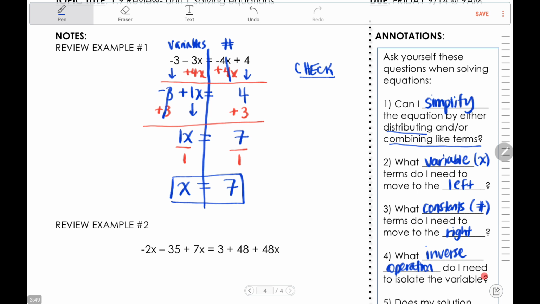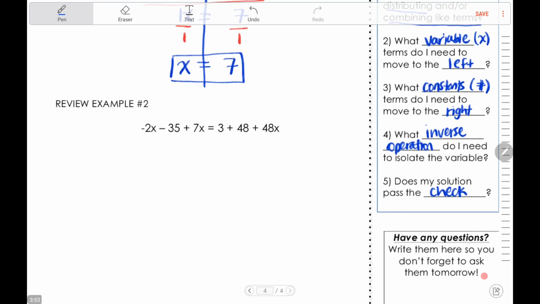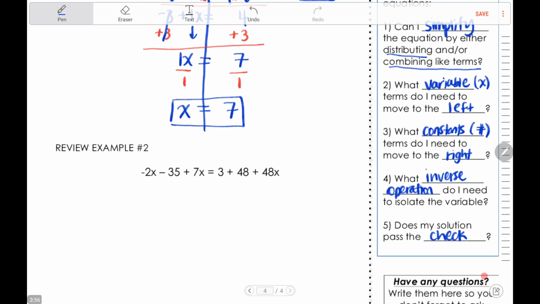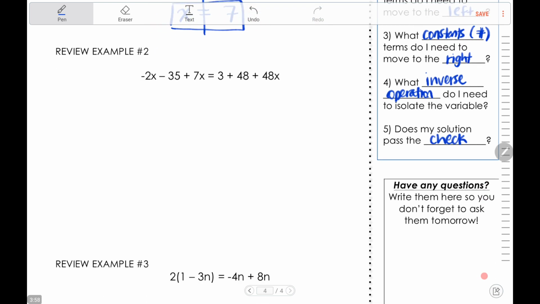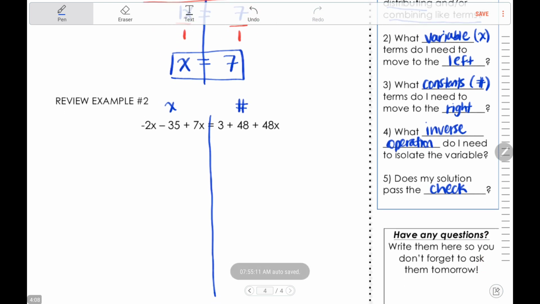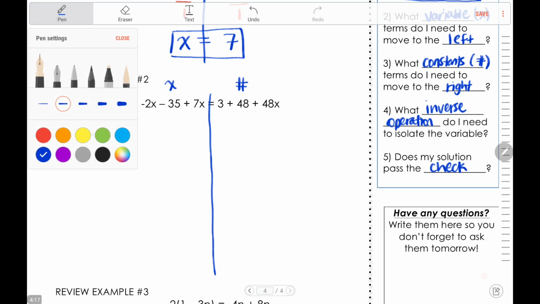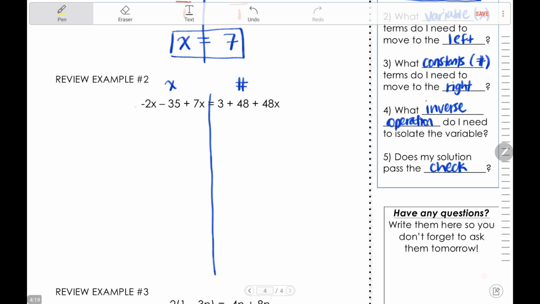All right, so moving down to the next example, we're going to follow those same steps. So the first question we need to ask ourselves is, can I simplify? Before I actually do that, let me set it up. Let's split it down the middle. So I want x's on this side and I want numbers on this side. My first question is, can I simplify the equation by either distributing or combining like terms? Now, I don't see any distribution. There's no parentheses. But I do see some like terms that I can combine on this left-hand side.